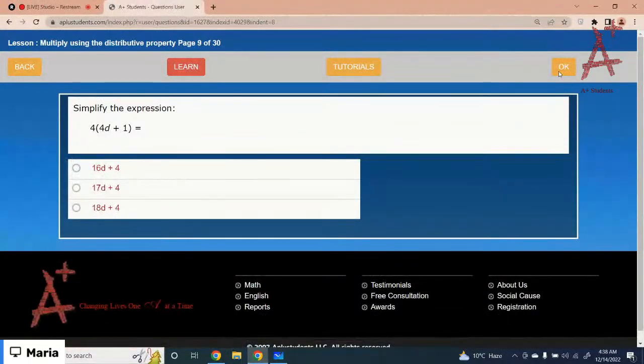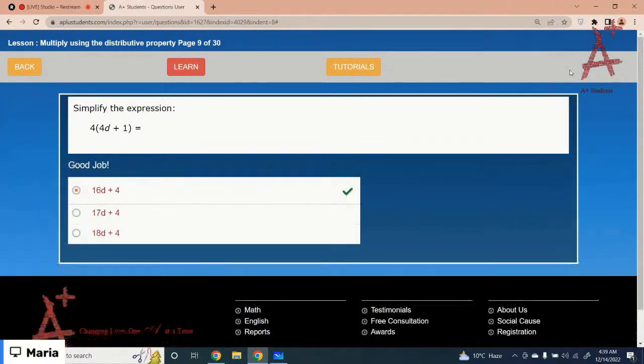Okay, you have to do 4 times 4d plus 1. 4 times 4 is 16. So it would be 16d. And plus 4 times 1 is 4. So it would be 16d plus 4. Got it? It would be the first option, 16d plus 4. So select the correct option and click on the OK button.